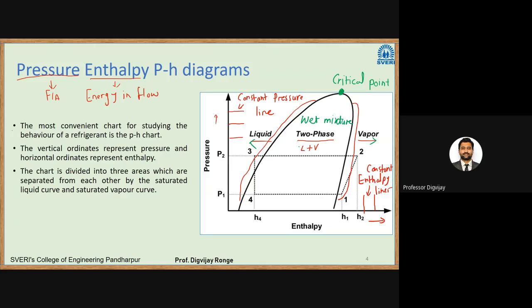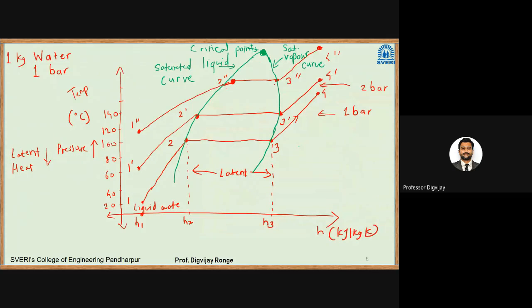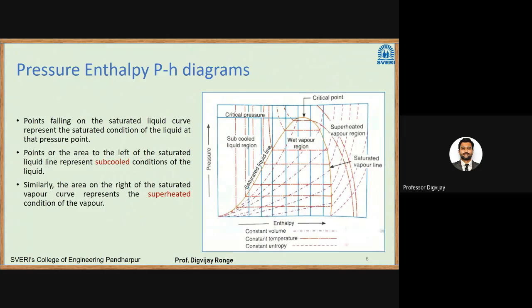We'll move towards a little more complicated diagram. This is a little more complicated diagram, what you see on the screen. It is again a pH diagram, a pressure versus enthalpy diagram. And it has a saturated liquid line. See here, this is a saturated liquid line. It goes up, then on the right side we have a saturated vapor line, and at this point what we get is the critical point.